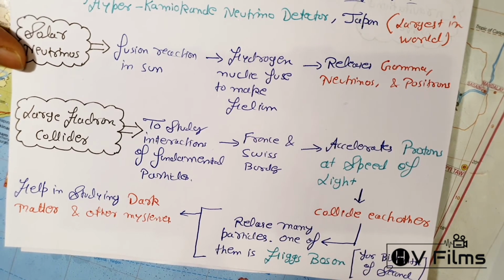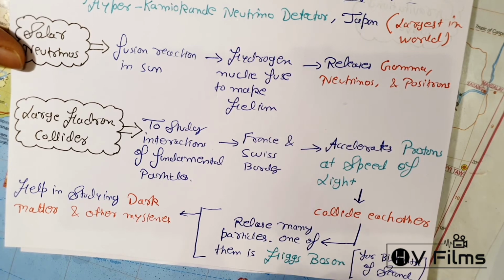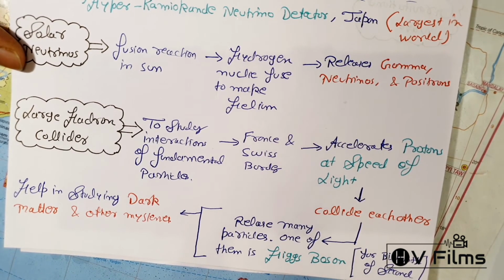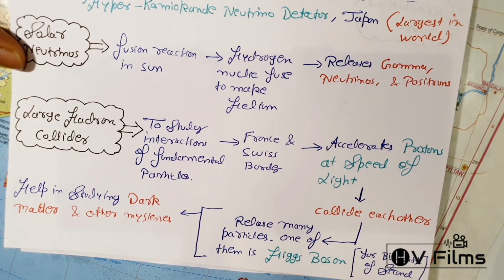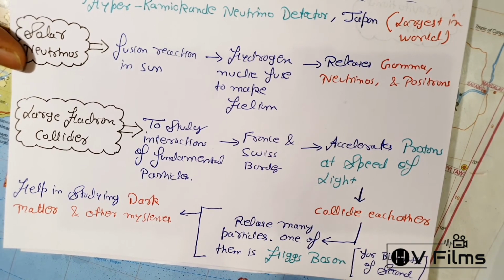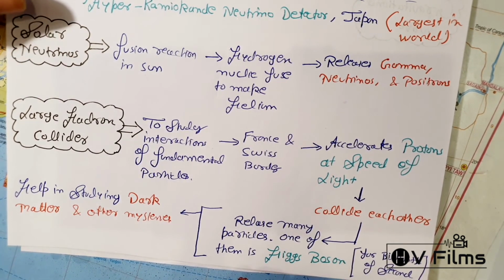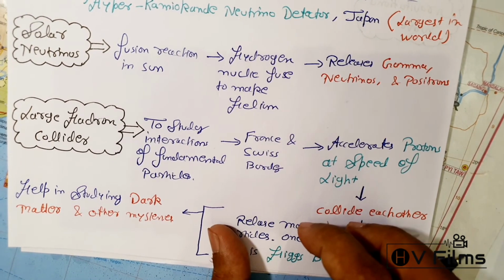Now that is a very big discovery, but this Higgs boson particle which has been formed exists for a very small amount of a second, that is a billionth of a second. So this helps us to study dark matter and the other mysteries of our universe, and it can play a big role in this. So this is the main reason why we have the Large Hadron Collider.